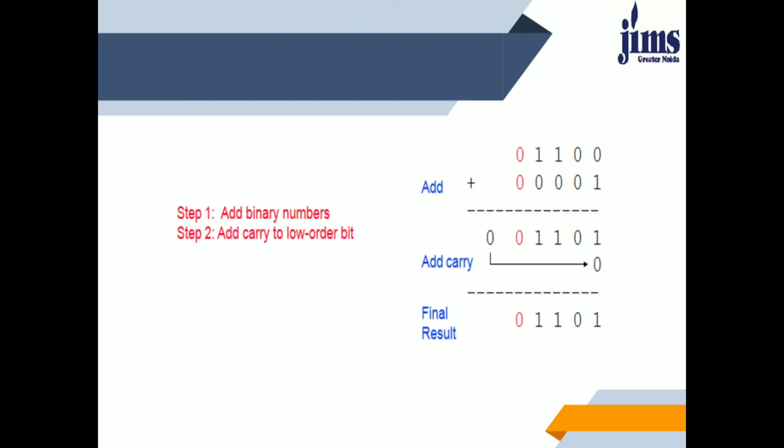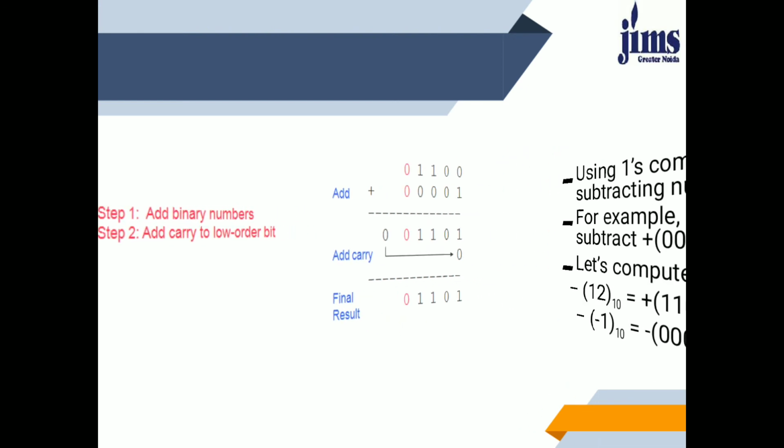But suppose a carry is generated, then we simply need to add that carry to the LSB of the answer. Here the carry is 0, so this 0 will be added to the LSB. This is your final answer, 1101. Now, 12 plus 1 equals 13. This is the equivalent of 13. This is the way we add numbers using ones complement. Is it clear to you all?